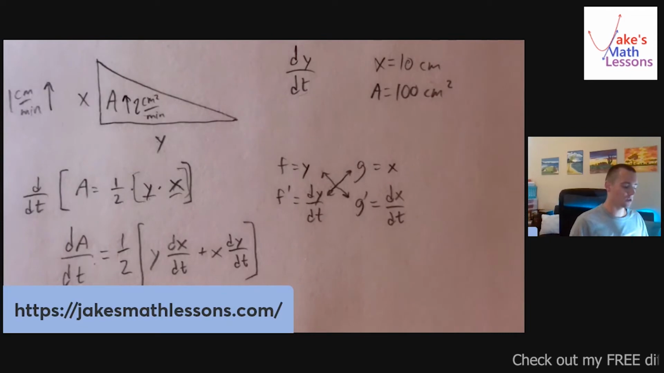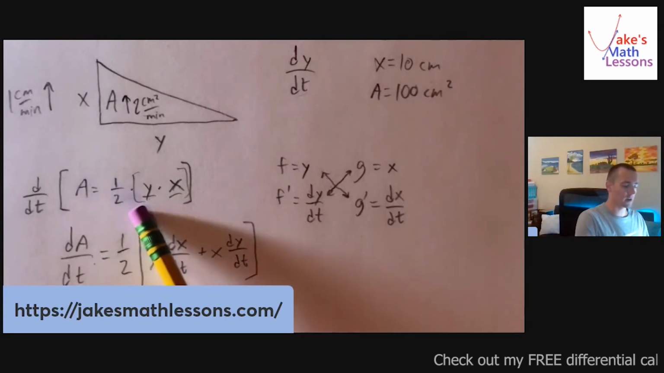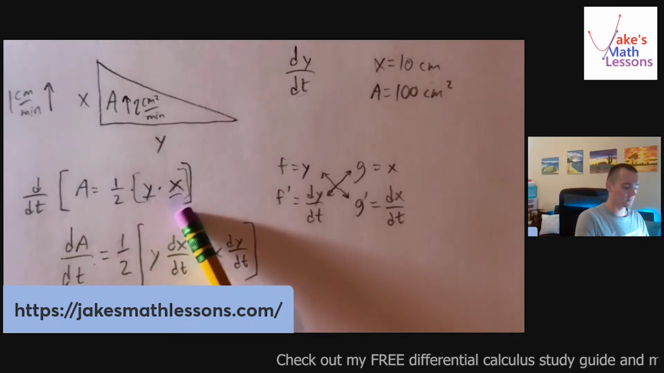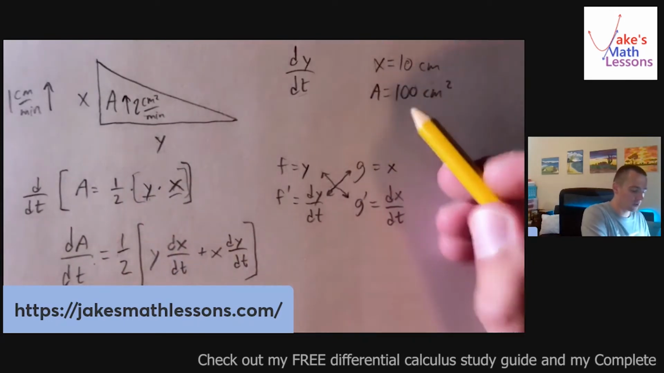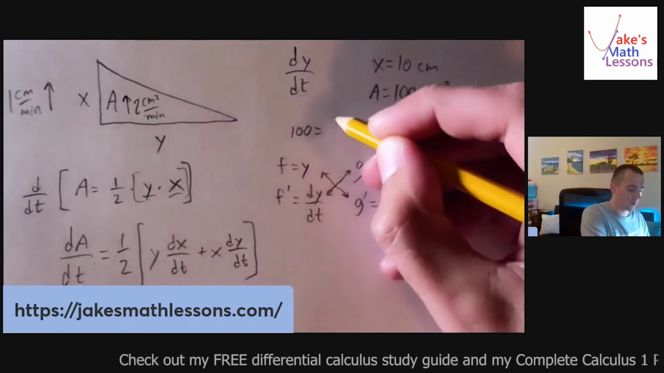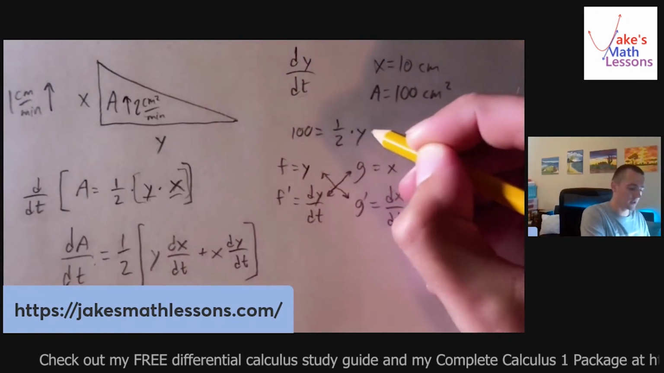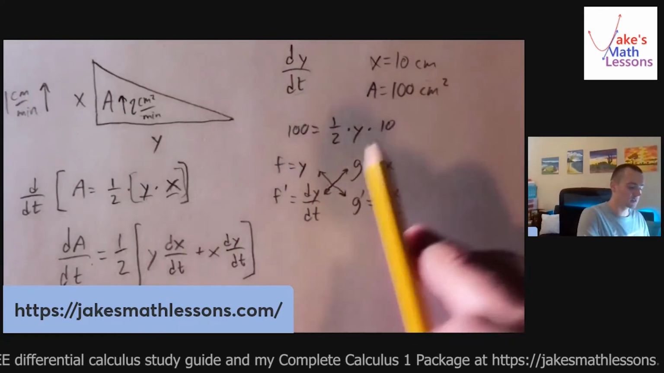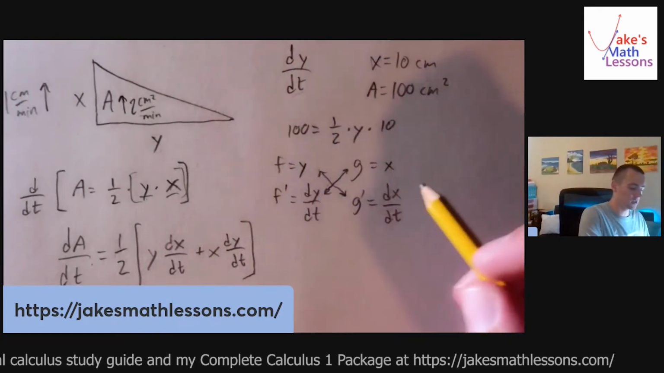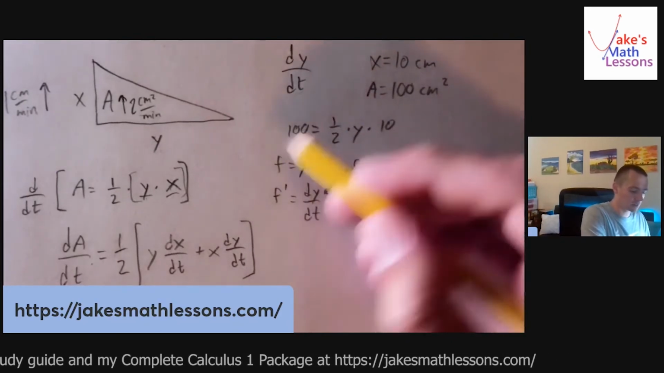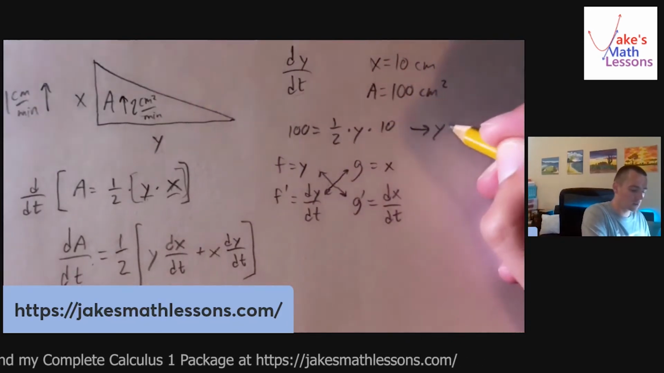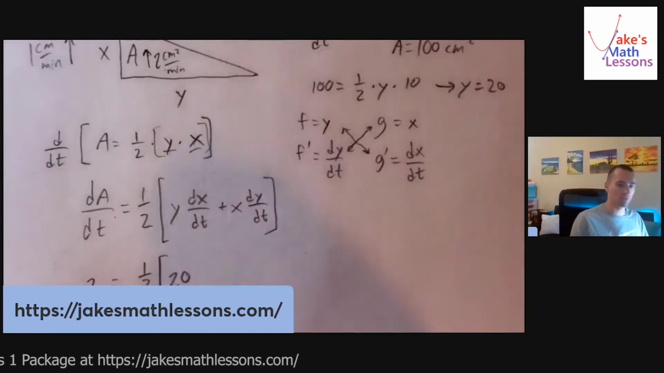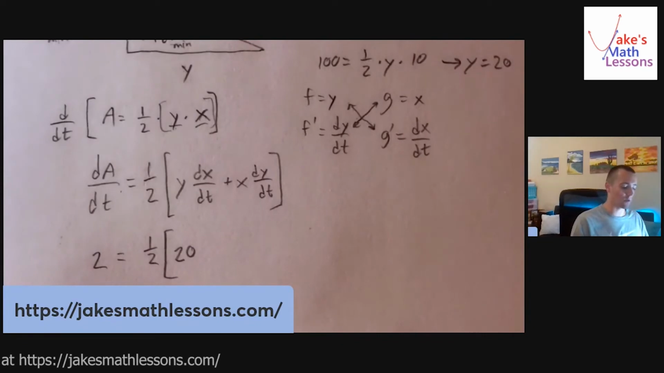However, we do know a relationship between a, y, and x. We know that a is always going to be 1/2 times y times x. So we know that a, 100, is always going to be 1/2 times y times x, which is 10. So we can set up this relationship and solve for y. 1/2 times 10 is 5. If we divide both sides by 5, that gives us y equals 20. So we actually do know y, even though it wasn't given, we were given the information that we need to figure out what y is.